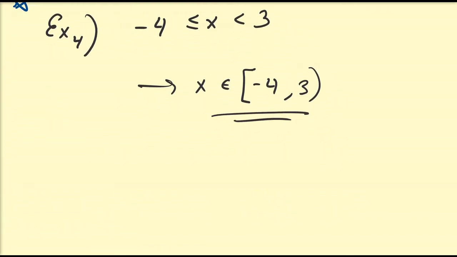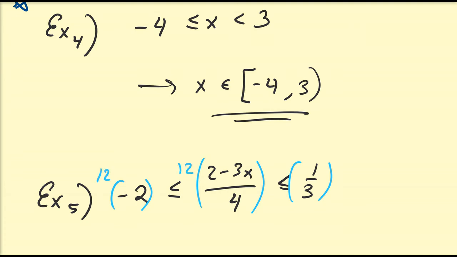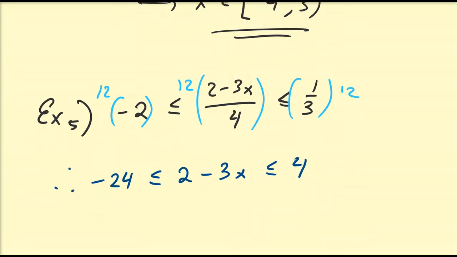So let's solve a more complex compound inequality. For example, negative 2 is less than or equal to (2 minus 3x) divided by 4, is less than or equal to 1/3. So what I'm going to do is begin by multiplying both sides by the LCM of 4 and 3, which in this case is going to be 12. So I get on the left-hand side, minus 24 must be less than or equal to 2 minus 3x, and that's going to be less than or equal to 4.